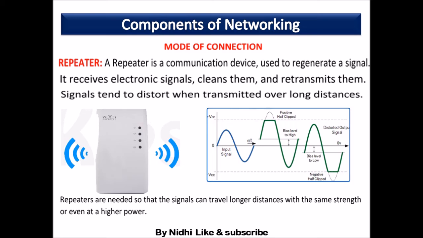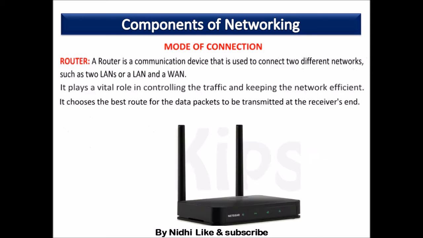It is a Wi-Fi repeater, or in appearance it should be like the modem or hub, etc. It appears as a box. Next is the router. Router means, as the name suggests, it provides the route to the signal. A router is a communication device that is used to connect two different networks, such as two LANs, or one LAN and one WAN. So you can say it connects different types of network.